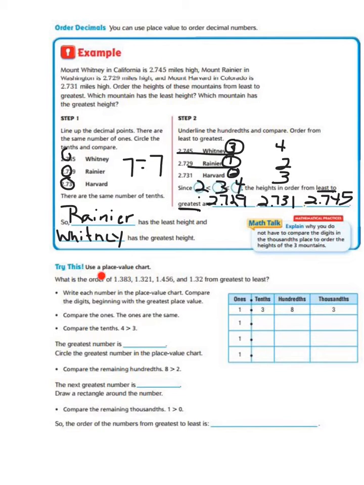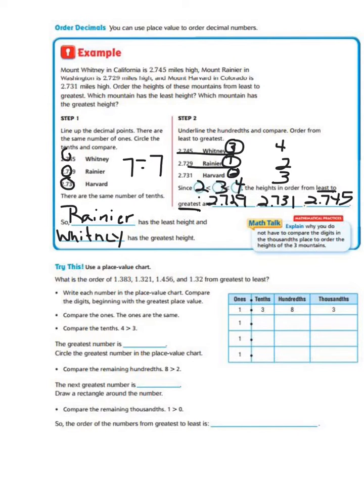So we can also use a place value chart. What is the order of 1 and 383 thousandths, 1 and 321 thousandths, 1 and 456 thousandths, and 1 and 32 hundredths from least to greatest? Now the first thing that you may think is that this one may be the smallest because it's got the fewest numbers. However, in order to prevent making that mistake, make sure that you line up those decimals. So we begin by writing each number in the place value chart.